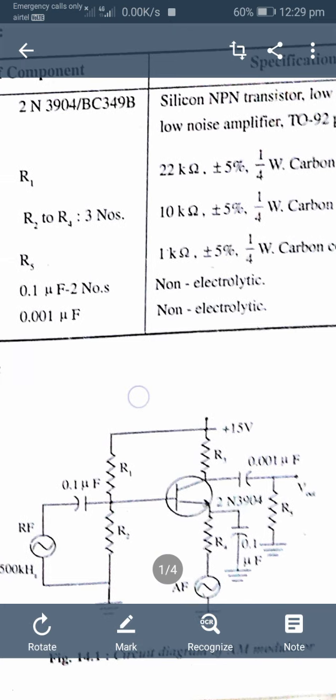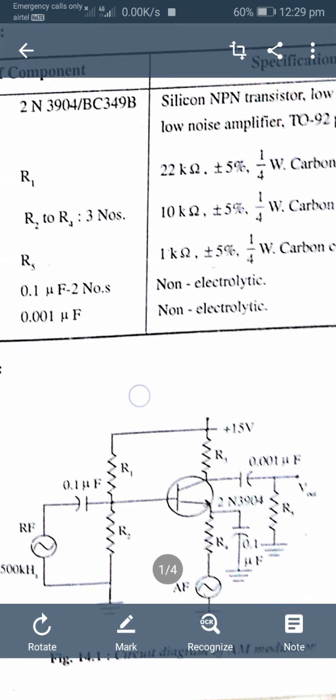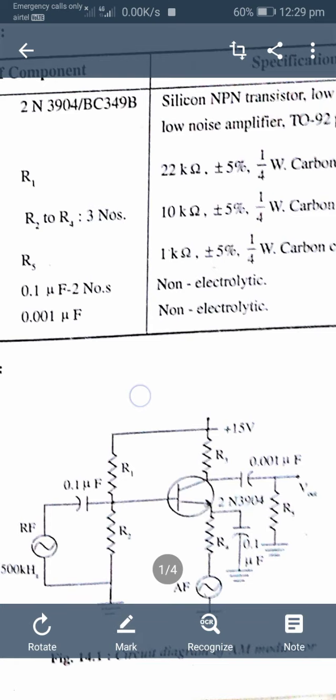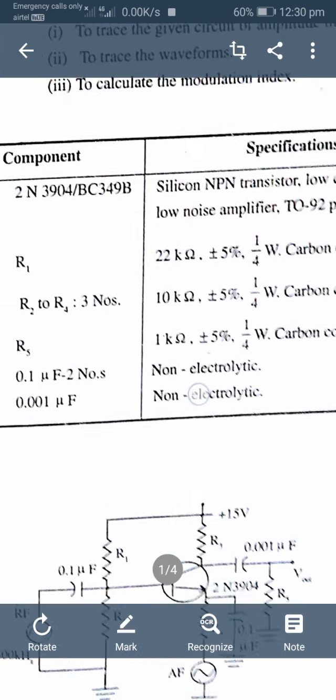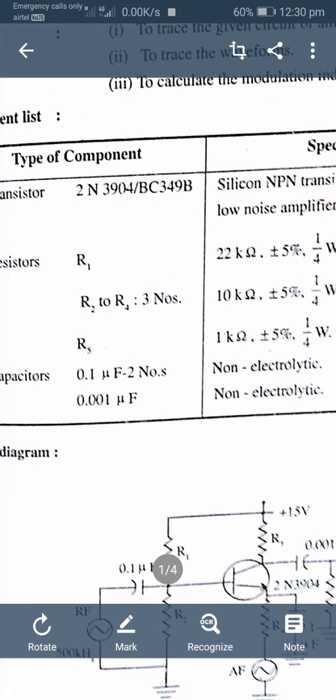The circuit diagram of the AM modulator is shown in the circuit. According to the circuit, it is assembled on a breadboard by using the above given components.